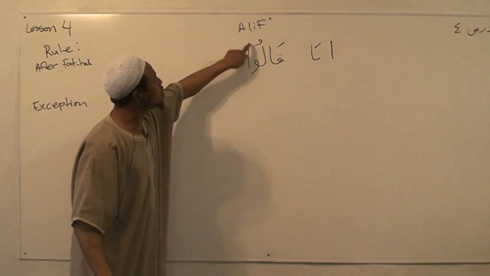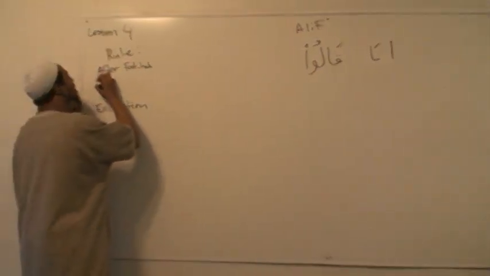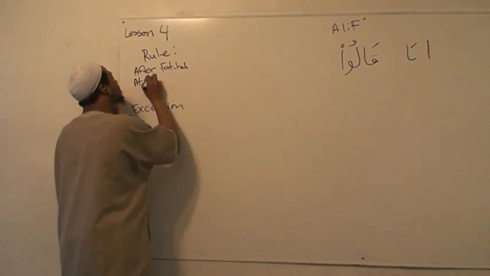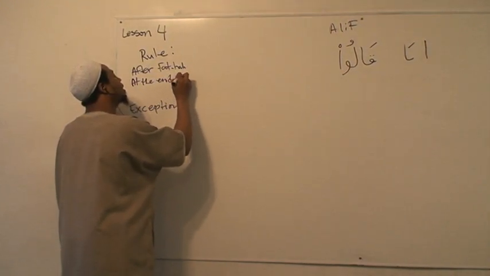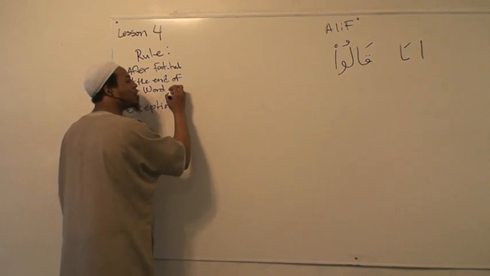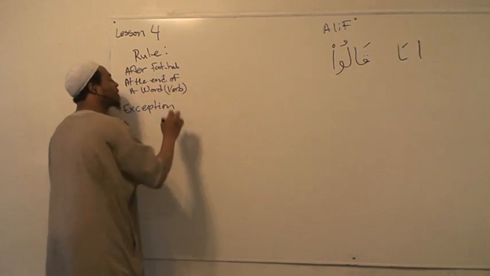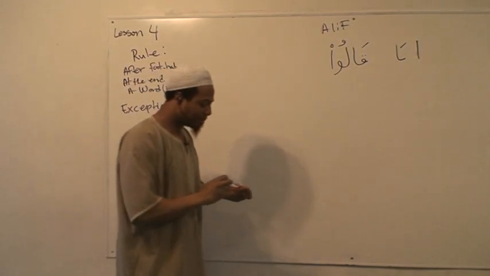That's all this little letter right here means. So the other time the alif comes is at the end of a word. Usually that word is an action word. Okay? Do you understand that?